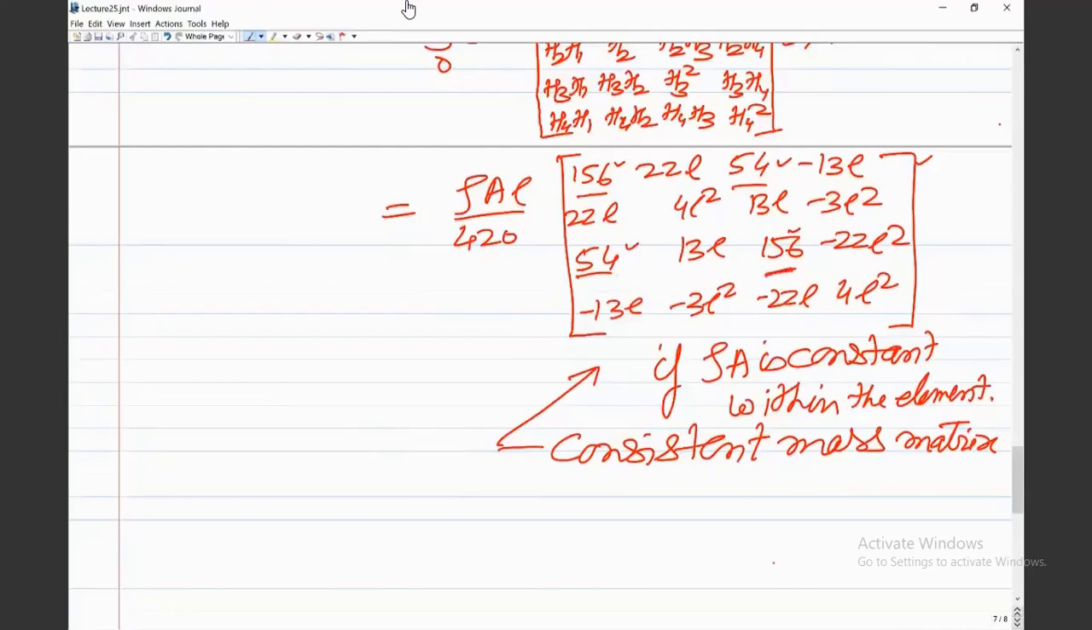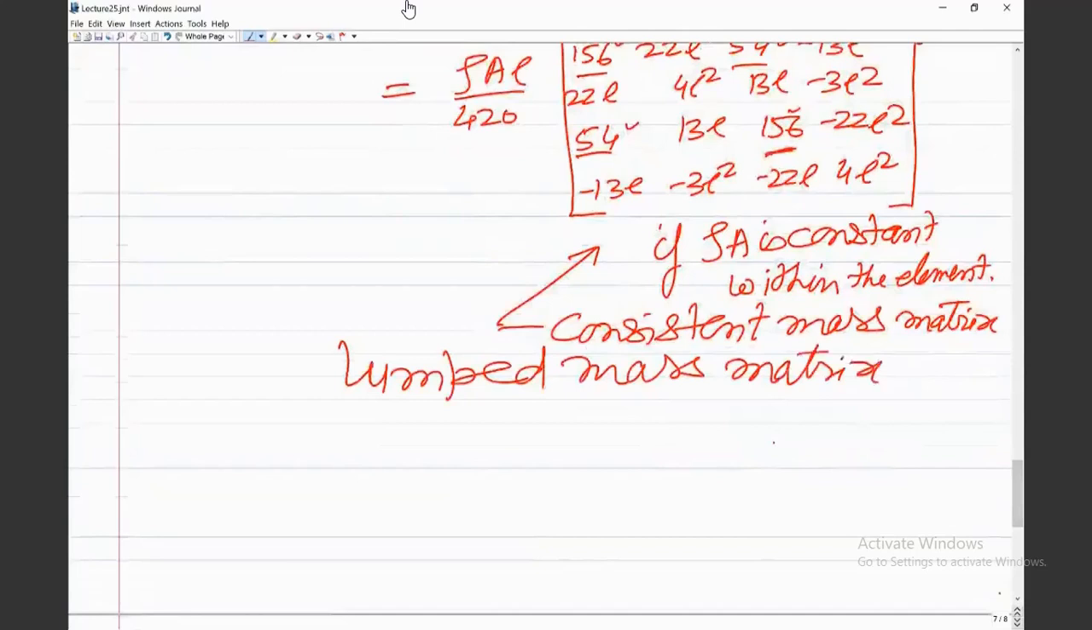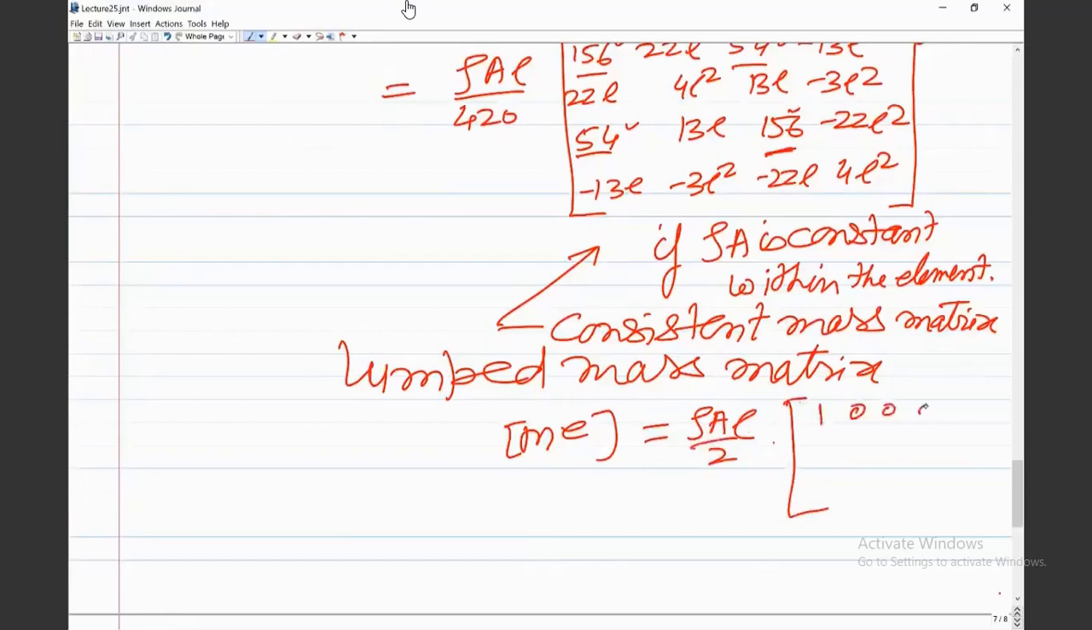Sometimes we also use what is known as the lumped mass matrix. Without going through the derivation consistent with the interpolation matrix, we simply write the lumped mass matrix. The lumped mass matrix can of course be written in different ways. One way is that we take the total mass and distribute it at nodes 1 and 2 corresponding to the translational degrees of freedom. So that is simply rho A L by 2, and only the translational degrees of freedom, so the diagonal terms essentially. We are distributing only at the first and second node. So this could be one of the lumped mass matrices. Of course, there are other ways to write this.